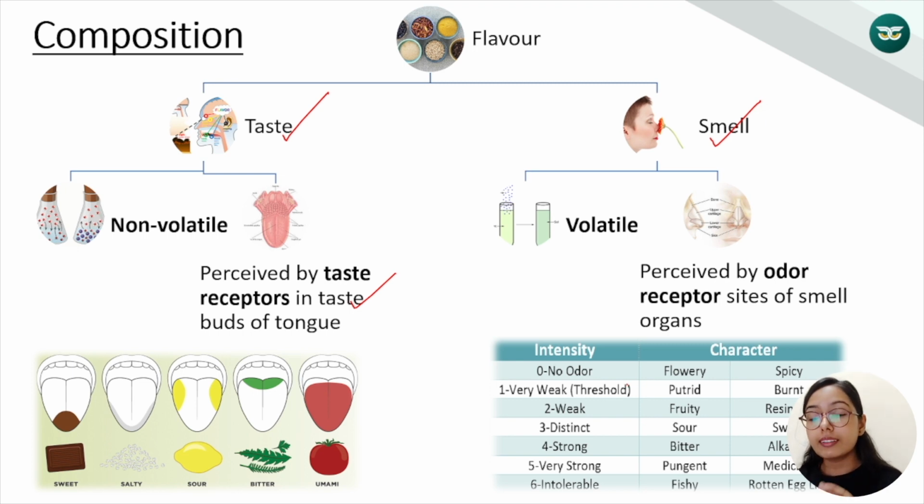But as we increase the intensity, for example, if we are saying the intensity is 1 or very weak, in that case we say that the character of that odor is putrid or burnt. Now when we say that the odor is very strong or very intolerable, that means the character of that odor is very fishy or very rotten egg-like. So we know that a rotten egg-like or fishy odor is generally not tolerated by the human nose. So we consider that as an intolerable type of odor.